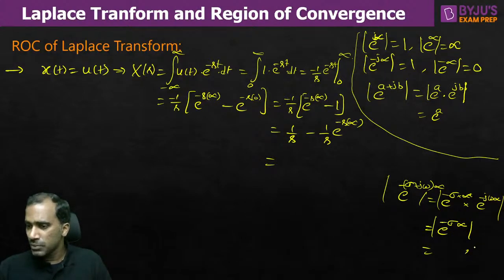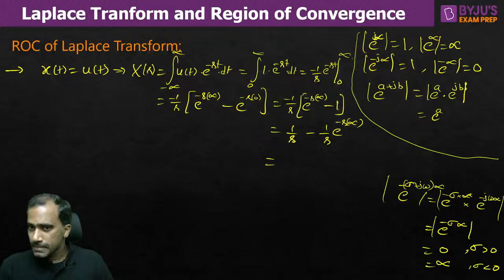Now let us analyze it for two ranges. If sigma is positive, what happens? And let us also analyze it for sigma negative. If sigma is positive, positive into negative is negative, so it becomes e^(minus infinity), which is 0. Now if sigma is negative, something like minus 3, minus 4, minus 5, negative into negative is positive, positive into infinity is plus infinity. So it becomes e^(plus infinity), which is infinity. So for different values of sigma, the result is different.